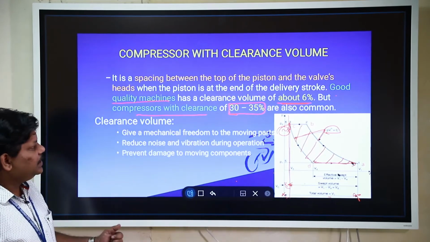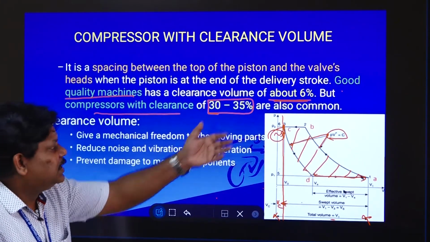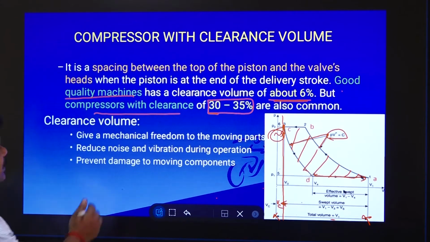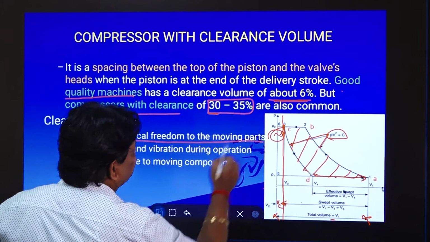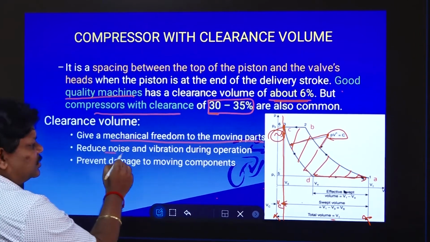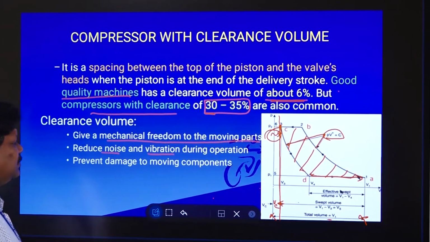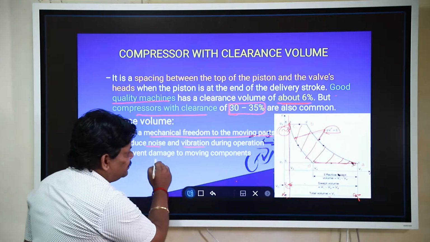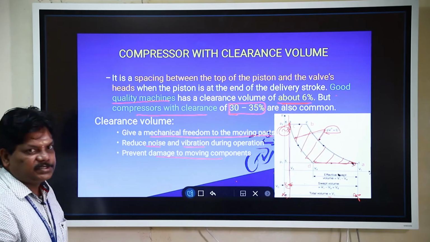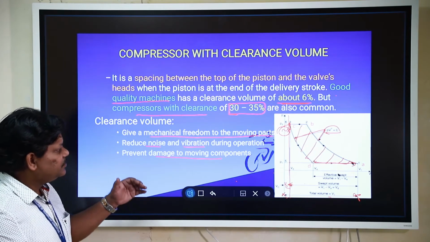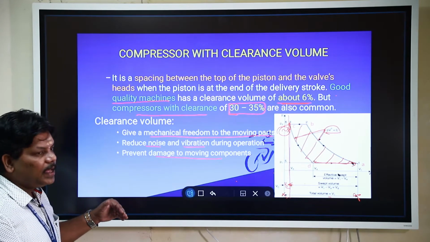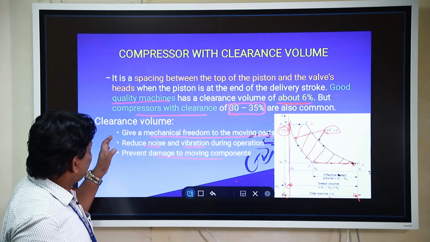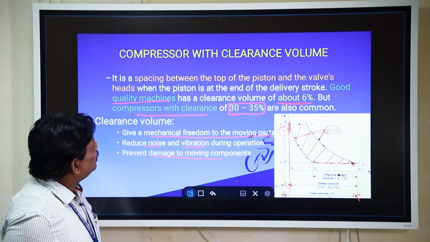So mostly, compressors are provided with 30 to 35% of clearance volume. And what is the reason for this clearance volume? It gives mechanical freedom to the moving parts, reduces noise and vibration during operation, and prevents damage to the moving components. So it prevents damage to the moving components, especially the piston crown. Okay, so this is the reason for that clearance volume.